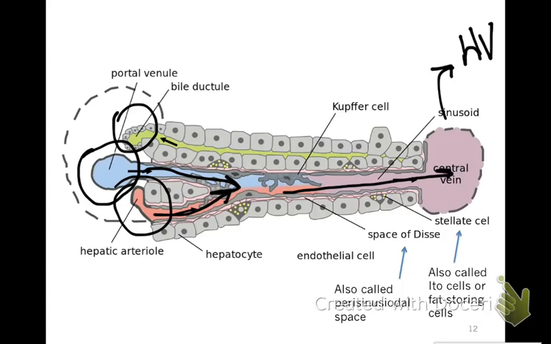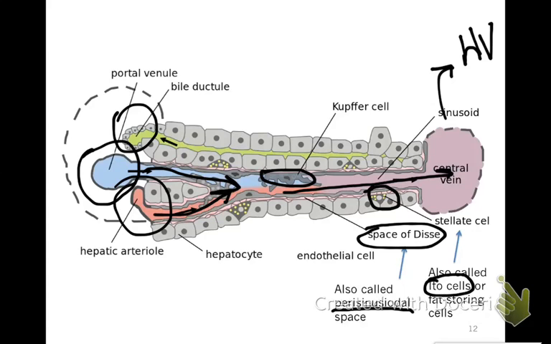We can also see the Kupffer cells. Remember, these are the macrophages that work on cleaning the blood and removing old red blood cells. And we have a stellate cell, which is another name for the Ito cells. These are the fat-storing cells. These are important because they are going to be what proliferate in alcoholic fatty liver disease. Also, we can see the space of Disse, or the perisinusoidal space, and that's this pink space in between the endothelial cells and the hepatocytes.